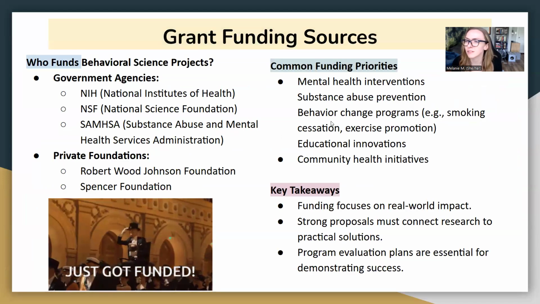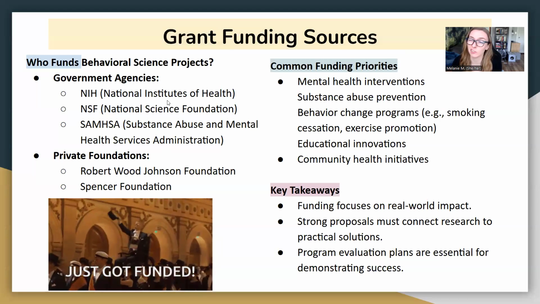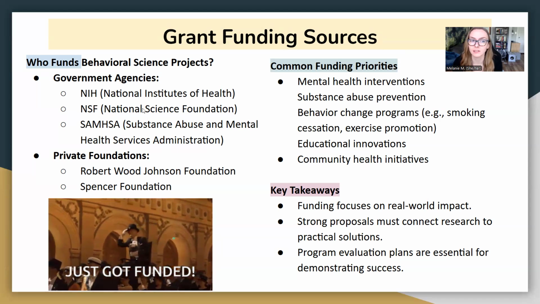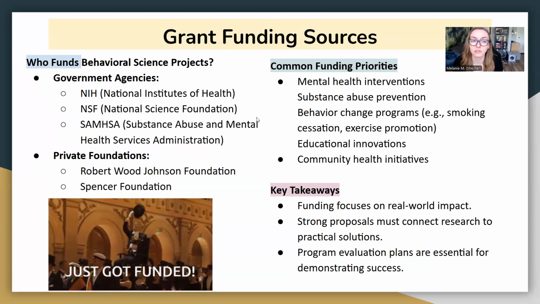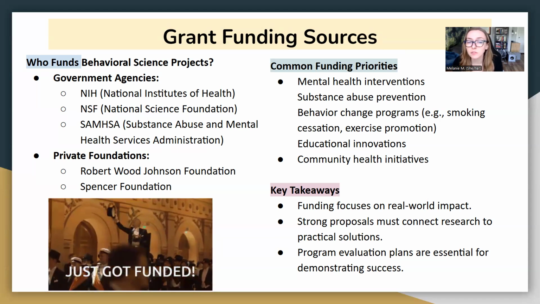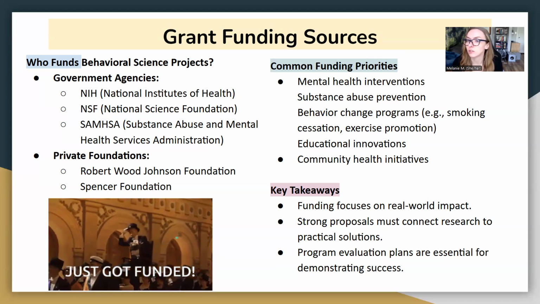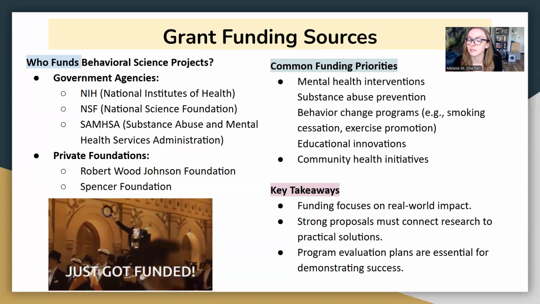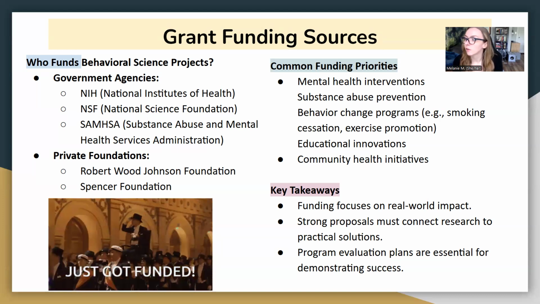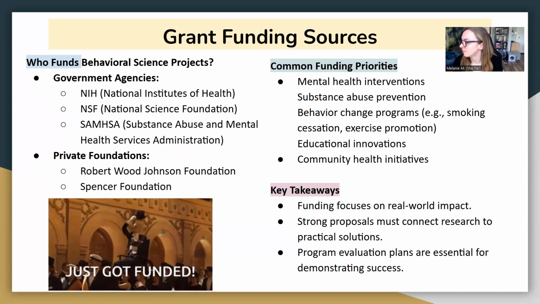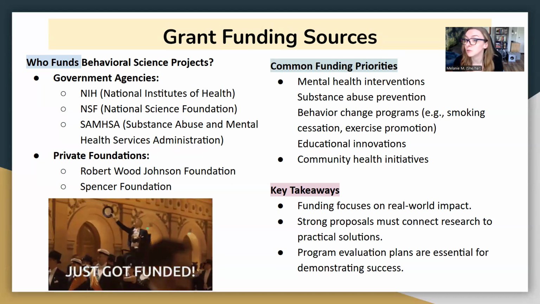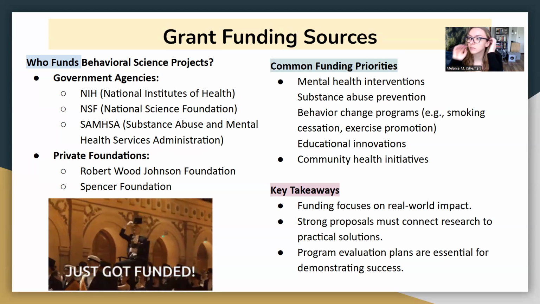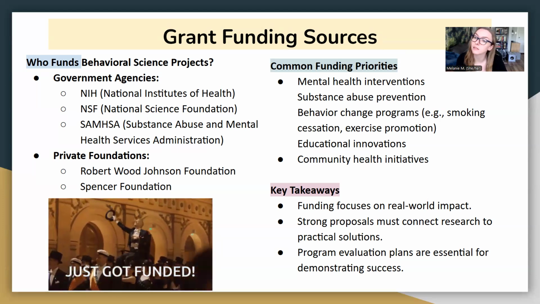So who funds grants for behavioral science projects? Largely, again, government agencies, most notably the National Institutes of Health, the National Science Foundation, and the Substance Abuse and Mental Health Services Administration. Those tend to be some of the bigger ones within behavioral sciences. There are other components. As I speak today, there is a lot of change happening in our sociopolitical climate that is impacting things like grants.